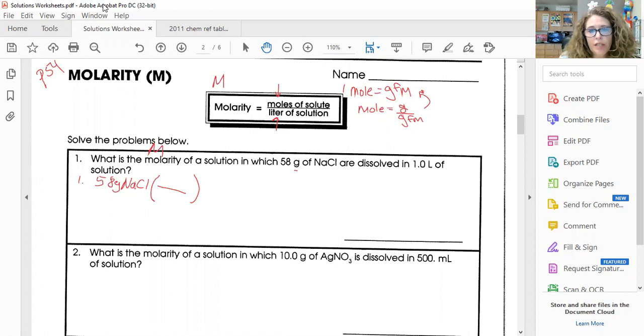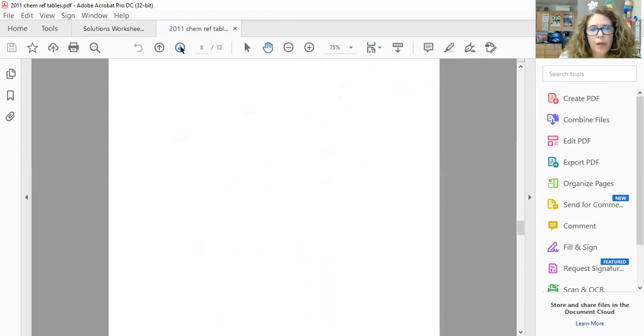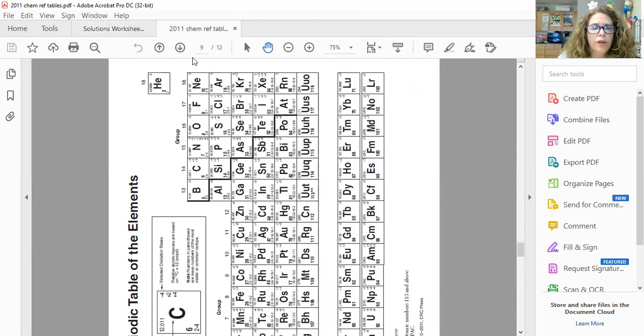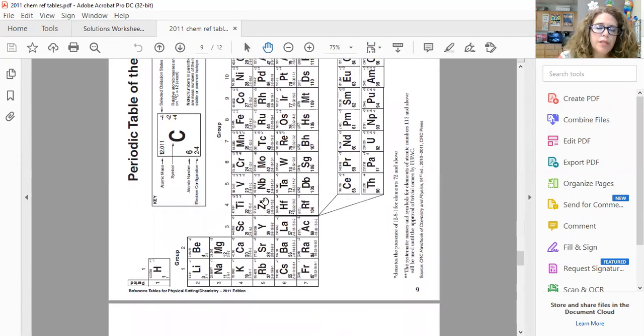So now, according to my periodic table, the mass of sodium, let me go over here. Where's my rotate view? I don't know where my rotate is at the moment, so I'm not going to bother. You can look at it sideways. I'm sure you can deal with it.